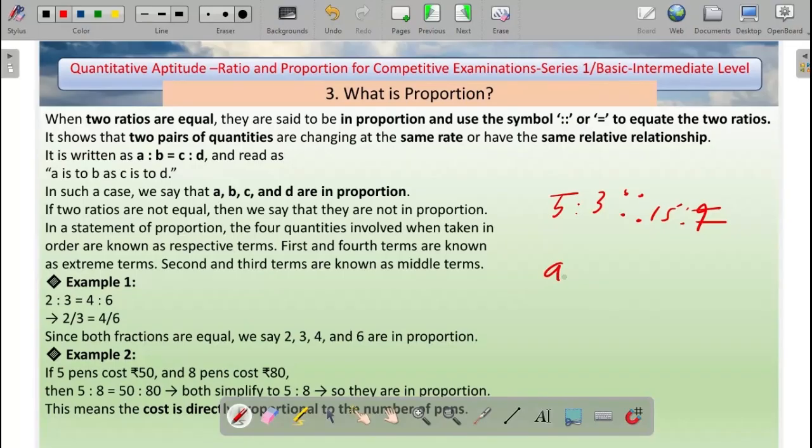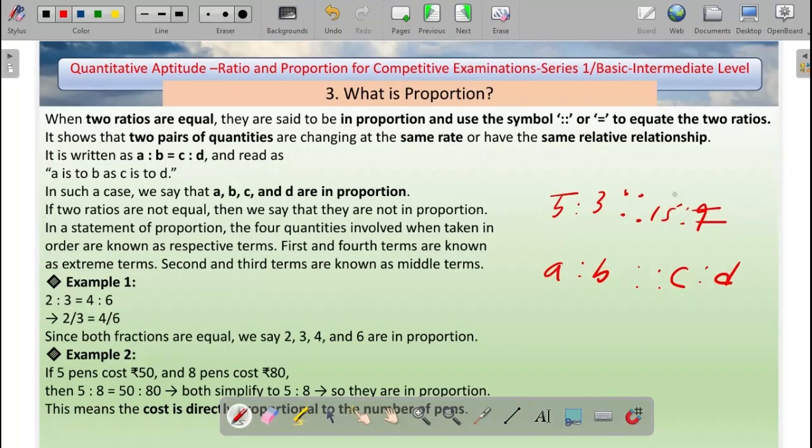So A is to B is same as C is to D, equal. So A, B, C, D are in proportion. And if two ratios are not equal, then we say that they are not in proportion. These two ratios, A by B is not equal to C by D. Now 5 by 3 is not equal to 2 by 3. So they are not in proportion. If these two ratios are not equal, then it will be said it is not in proportion.